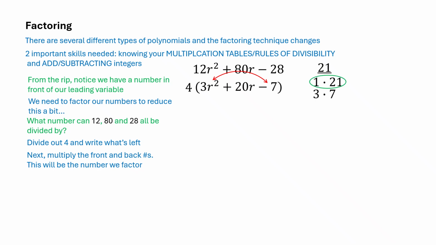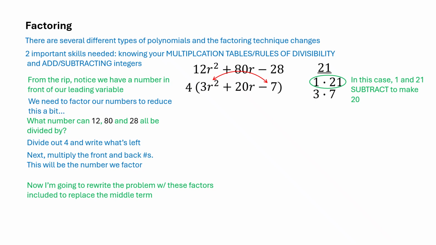All right. Did you guess 1 and 21 subtract to make 20? Very good. Now I'm going to rewrite the problem with these factors, the 1 and the 21, and I'm going to replace our middle term with them. So notice I wrote it out, plus I have my signs. 21r minus r equals 20r, which is right above it.